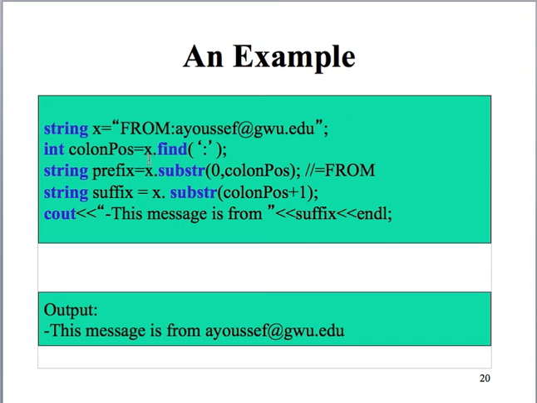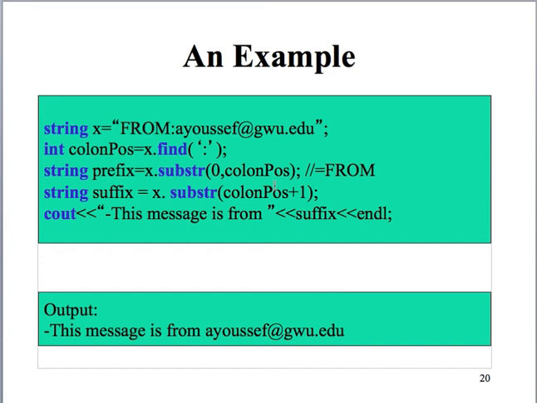So this first thing says x.find, so x is the string, find the colon, and then we're going to save that position. The colon's right there after the word "From", so I'm saving that position. Then I'm creating a new string called prefix, and I'm doing substring from 0 to colon position. So I'm going to start from the beginning of the string for this many characters up to the colon. That's going to basically strip out the word "From".